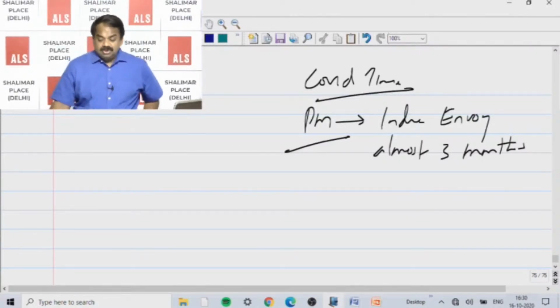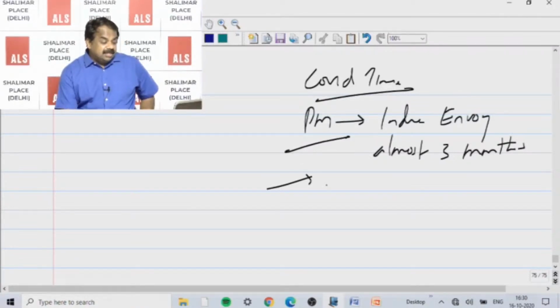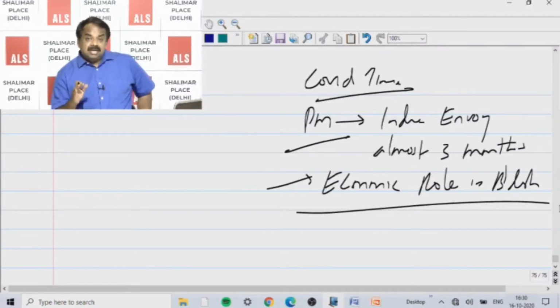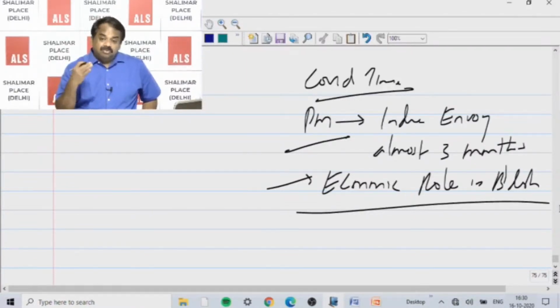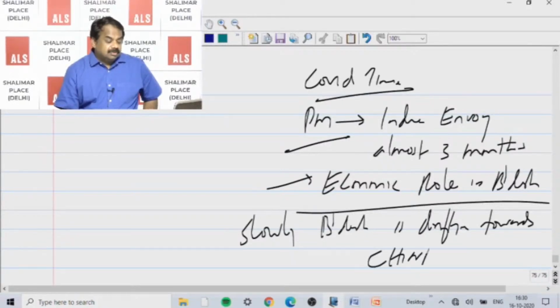And also, various newspaper items, because of the Chinese economic role in Bangladesh, many are immediately concluding that slowly Bangladesh is drifting towards China. Bangladesh is drifting towards China.